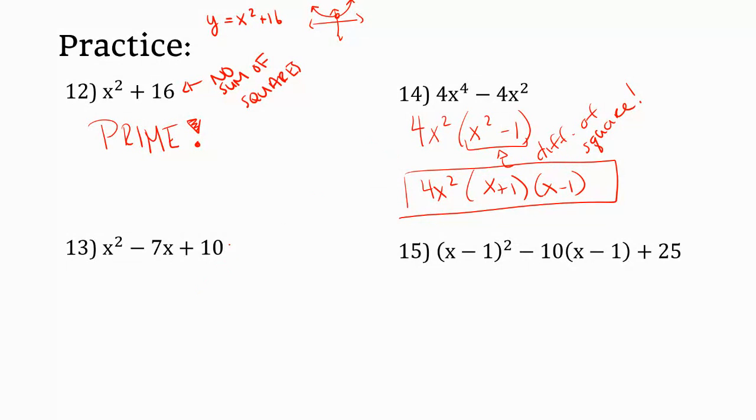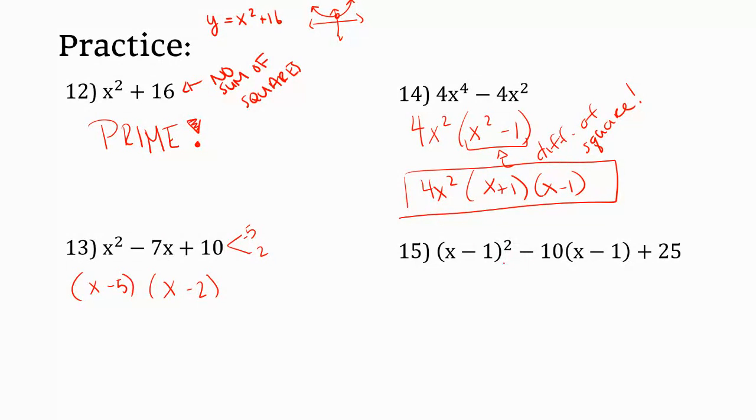What about this one? Okay, so 10 is the same thing as 5 times 2. If I make them both negative, I'll get myself to negative 7. So that's (x minus 5)(x minus 2). I can check it too. x squared minus 2x minus 5x, and then positive 10.